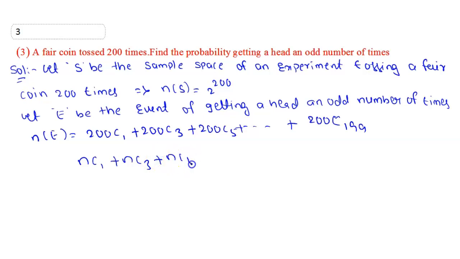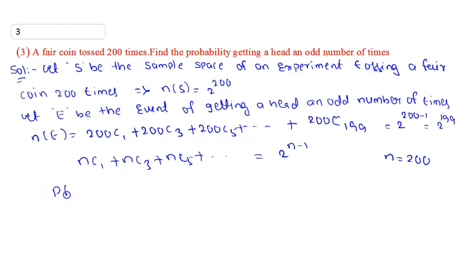In our binomial theorem, we have the formula: the sum of odd terms, that is nothing but NC1 plus NC3 plus NC5 and so on, is equal to 2 to the power n minus 1. That is the formula. So here n value is 200, so that value goes to 2 to the power 200 minus 1, that is equal to 2 to the power 199.